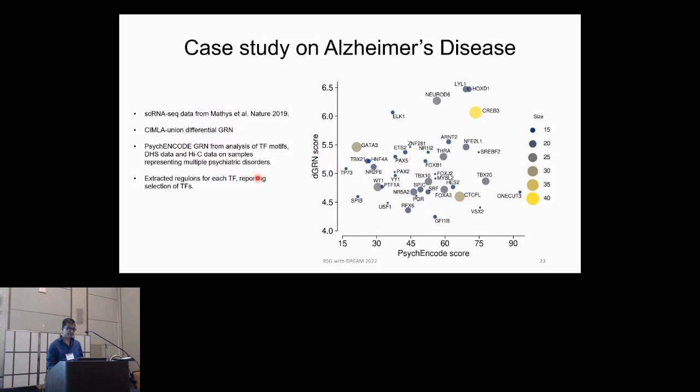And this figure summarizes the transcription factors identified by this integrative analysis, with the size of the circles representing the regulon size and the two axes representing the strength of evidence from SIMLA and the PsychENCODE. We are currently examining this network for new biological insights.